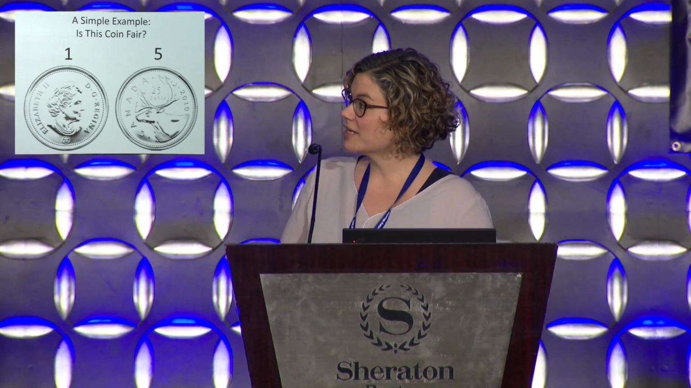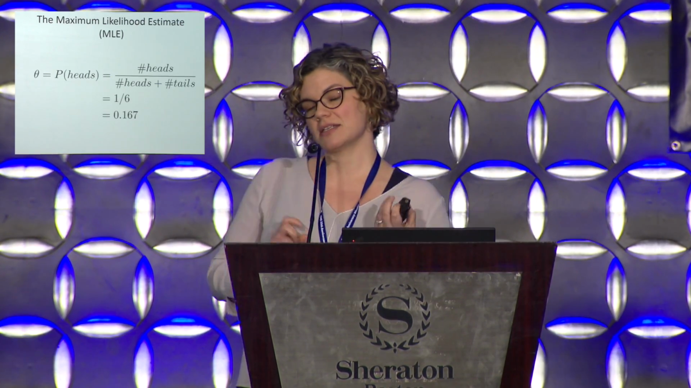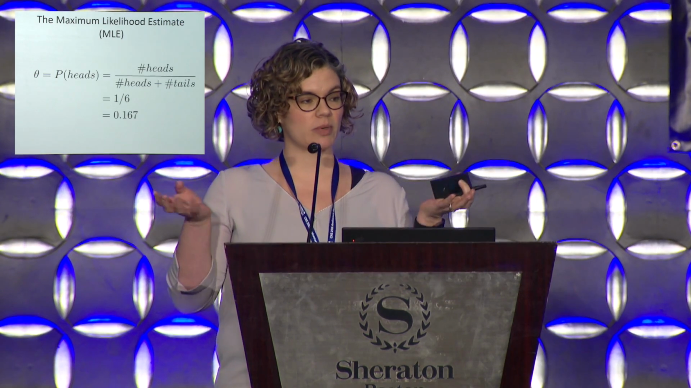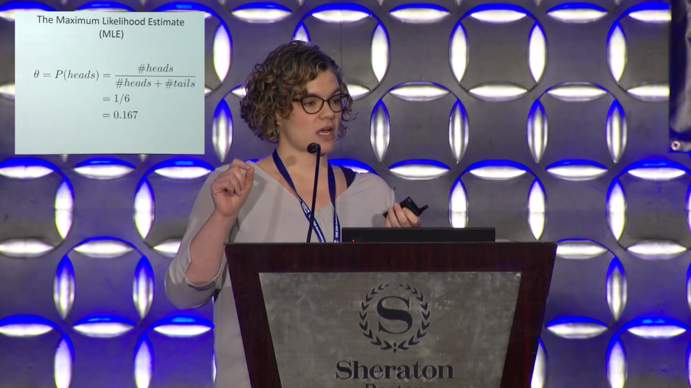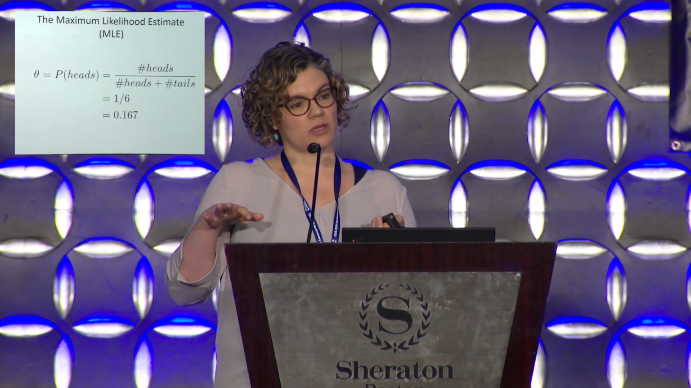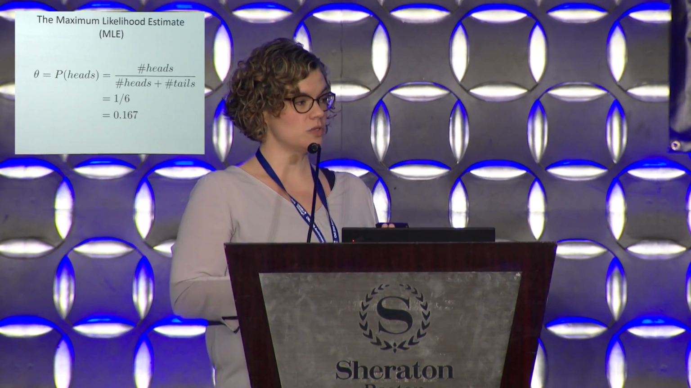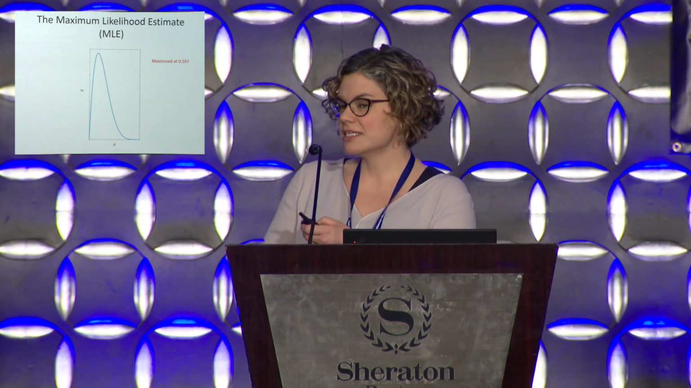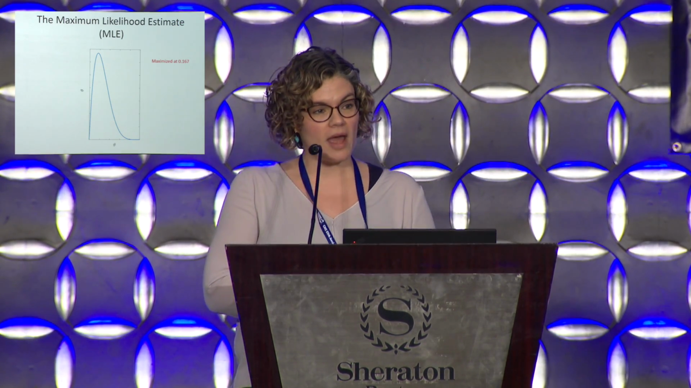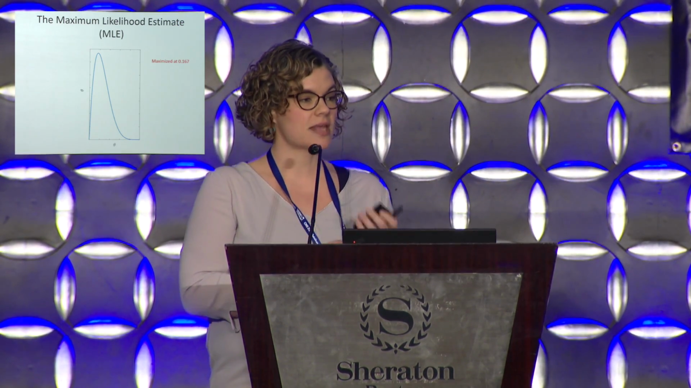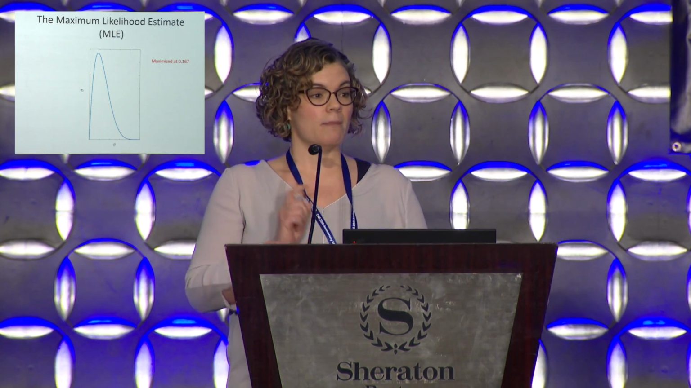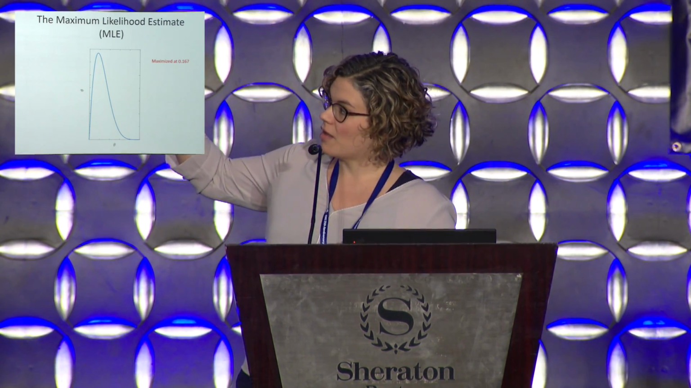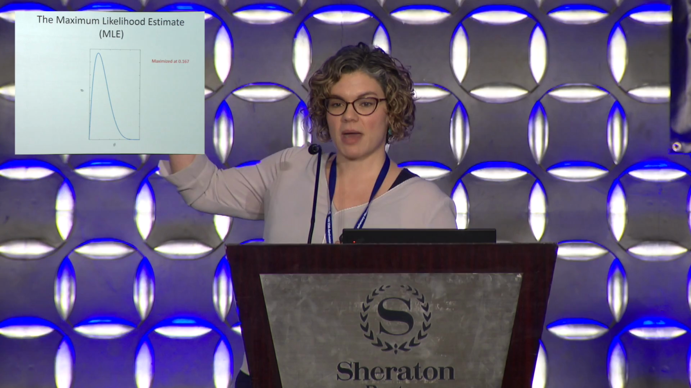So you probably learned at some point in your life that in order to estimate, let's say theta is the probability of getting heads, you should take the number of times you saw a head and divide it by the total number of flips. And so if you do that, you get 0.167. The reason why you have been taught to do that is because that number, 0.167, is the maximum point on this curve. It is the x value that gives you the maximum point on this curve.